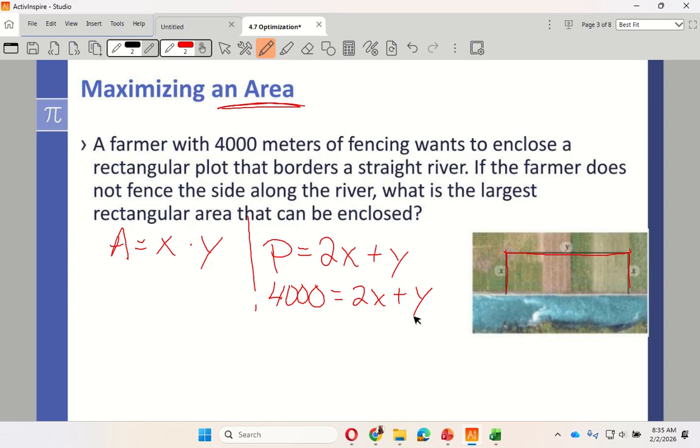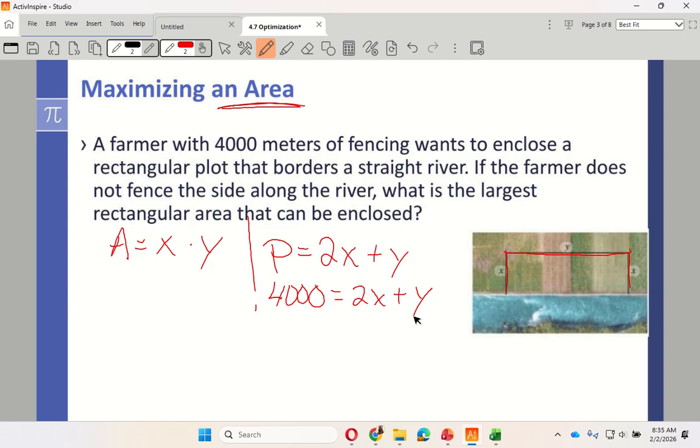Now, let's look at my area formula. I have all this over here set up. This is going to help me solve for this. Now, in that area formula, I have three variables. I know I need to maximize this, right?